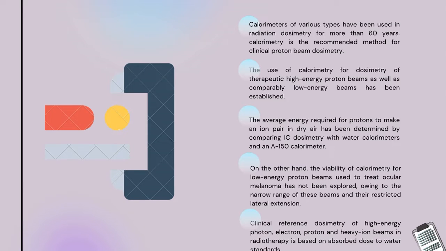Clinical reference dosimetry of high-energy photon, electron, proton, and heavy ion beams in radiotherapy is based on absorbed dose to water standards. The usage of ionization chambers calibrated in a reference beam quality is frequent. The world's primary and secondary standards dosimetry labs have been heavily involved in the development of these codes of practice as well as the provision of traceable measurement data.